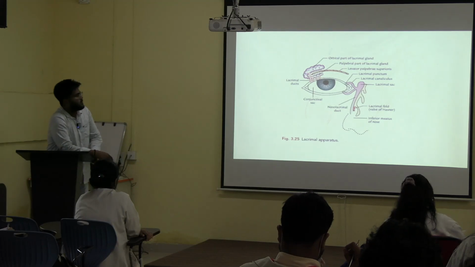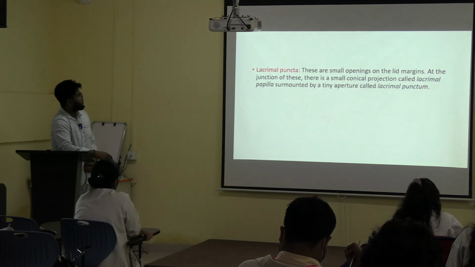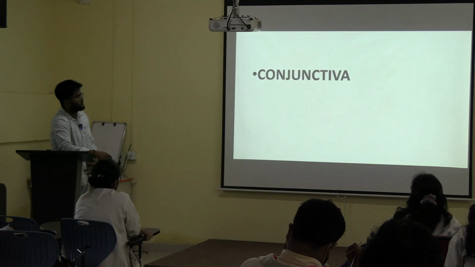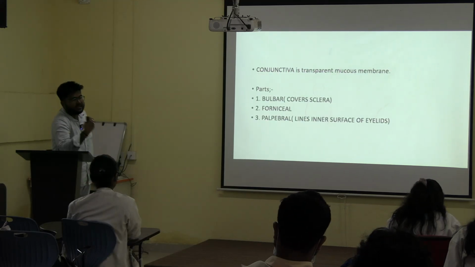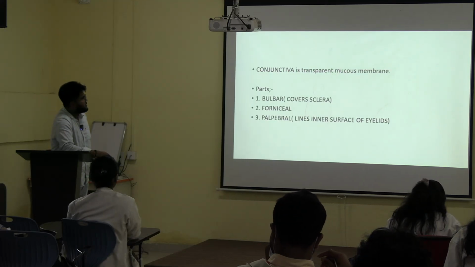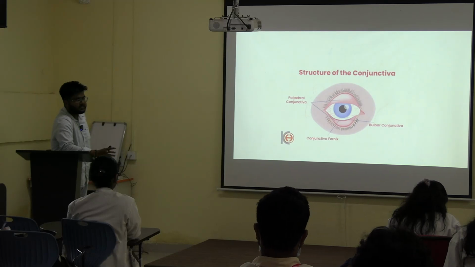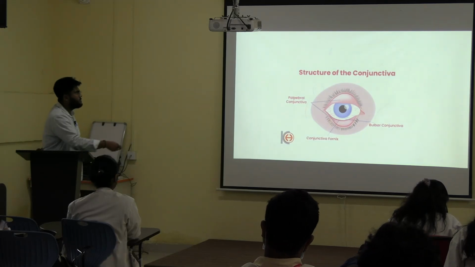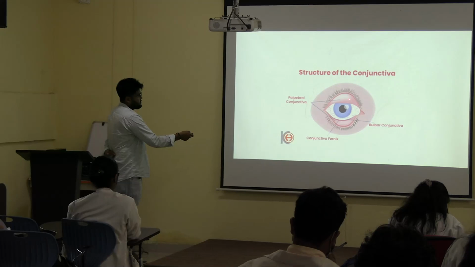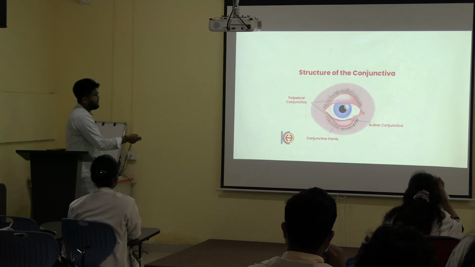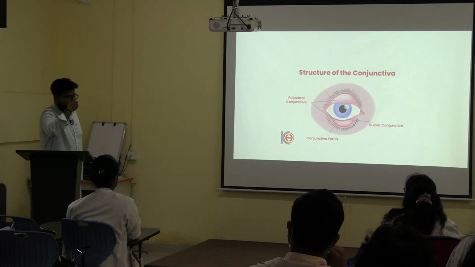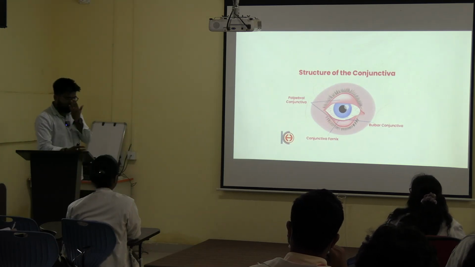Okay, next, the conjunctiva. So what is conjunctiva? Conjunctiva is mainly a transparent membrane, which is a mucous membrane, a transparent mucous membrane. Just simply here you can see these are the parts of the conjunctiva. This is the palpebral part, and this is the bulbar part. This is mainly a transparent membrane which is present on your eyes.